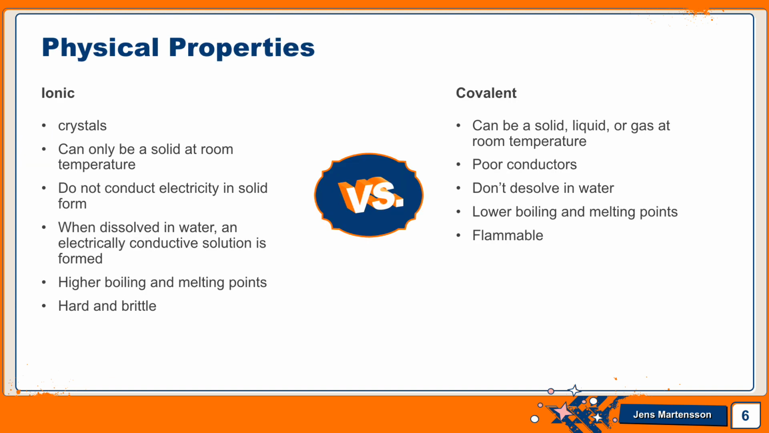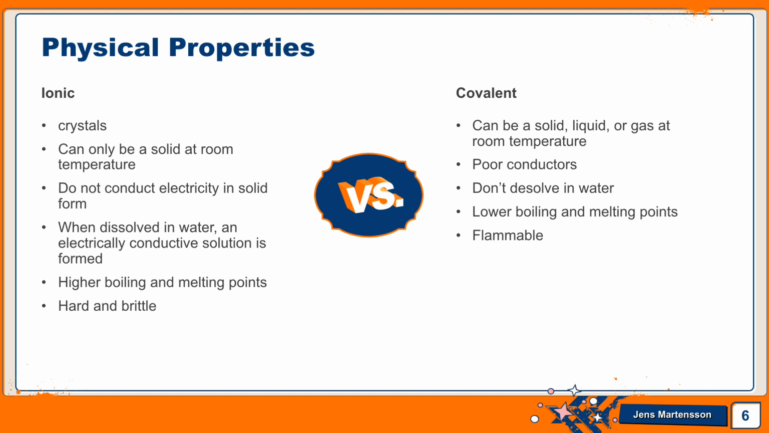Now we're going to look at the physical properties of both ionic and covalent bonds. So ionic bonds are always crystals. This is because of how the positive and negative charges line up within the molecule. Ionic bonds can only be solid at room temperature, and they do not conduct electricity when they're in their solid form, but they do when they are dissolved in water.